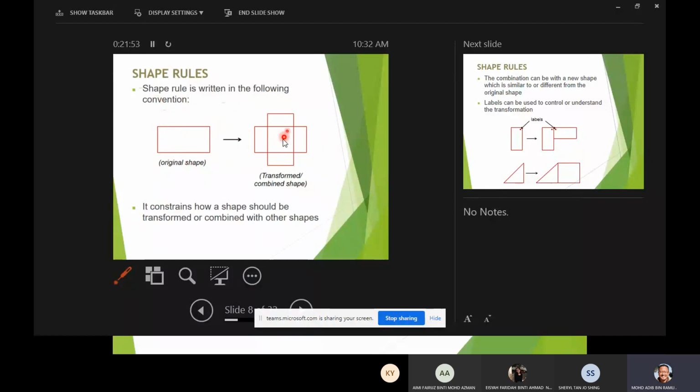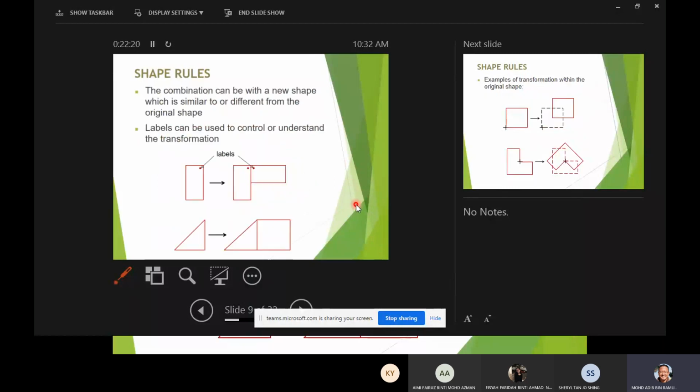But in this case, if you only use this one rule, in the process of creating the design you are going to repeatedly use the same rule towards all the similar shapes that you can find in the development process. Okay. So later on, I'll show you the process to create the design.